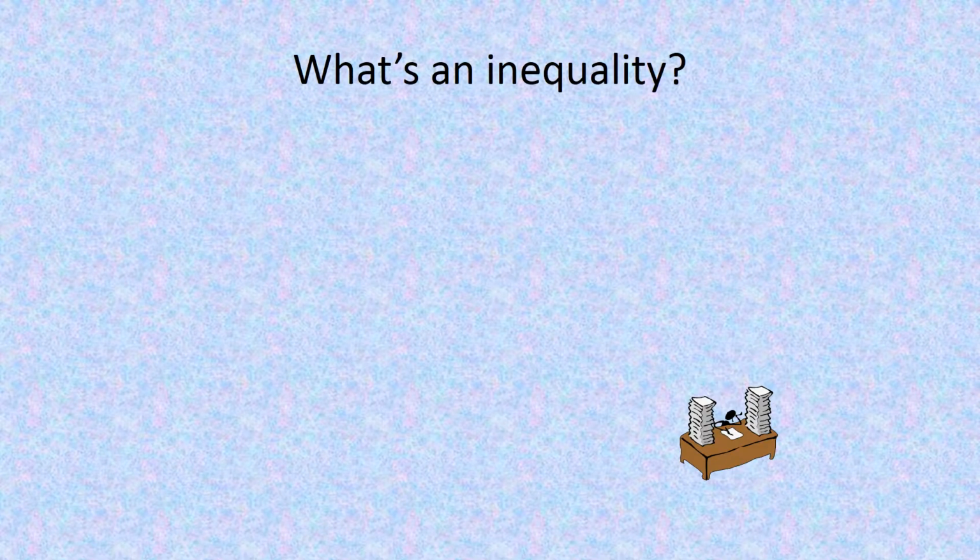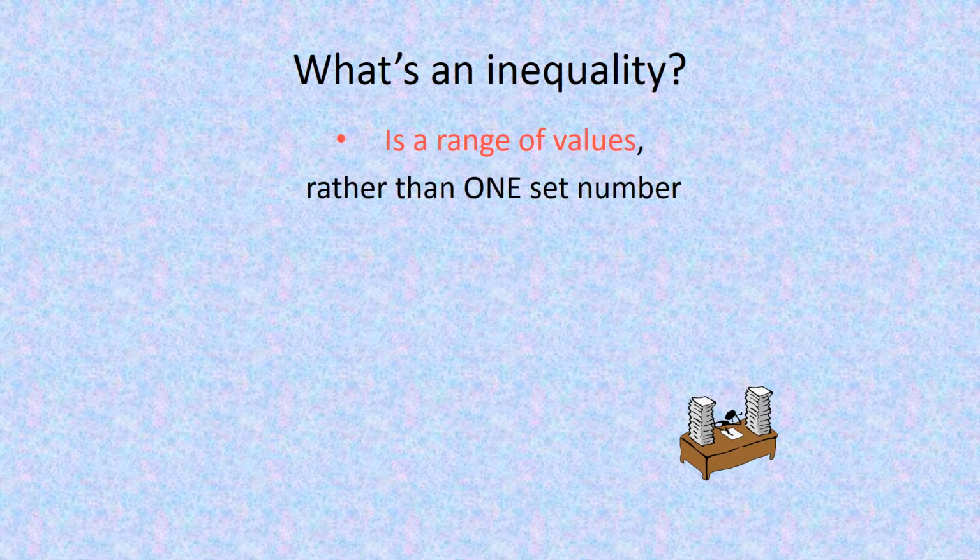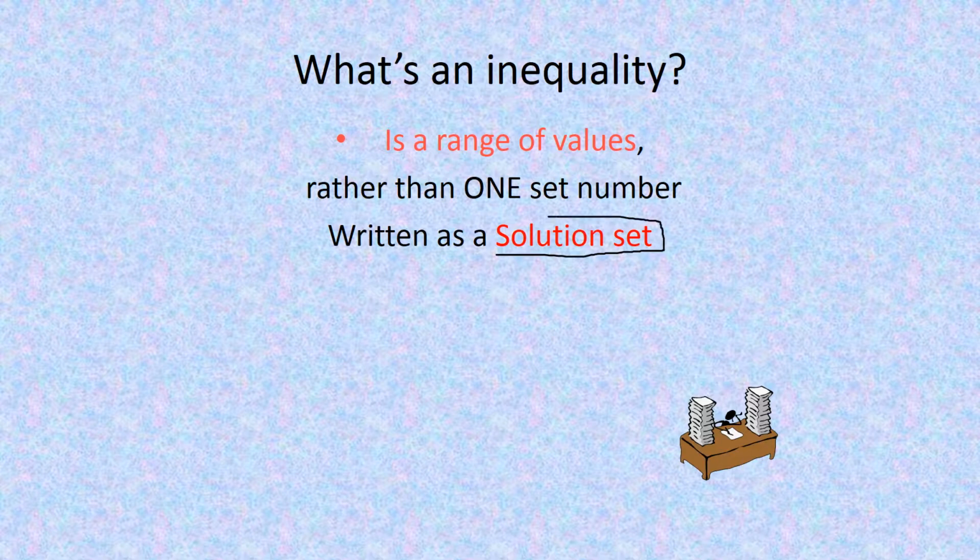Now, let's talk about what is an inequality. Well, an inequality is a range of values rather than just one set answer or set number. An equation has one answer and only one answer, where an inequality has an infinite amount of answers, and we call that a solution set. It's just showing that the answer to an inequality has many, many answers. Here's an example. X is any number greater than -4.